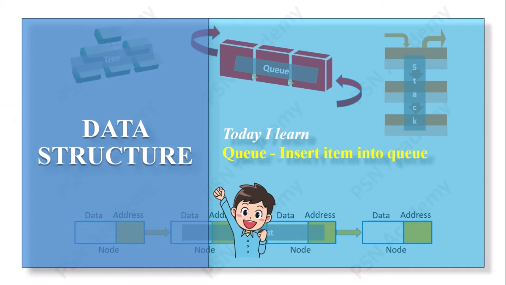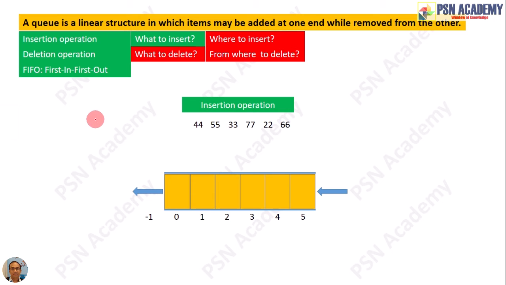Welcome back. In this video, we will learn how to insert an item into a queue. To recap, a queue is a linear structure in which items may be added at one end while removed from the other. There are two operations here. The first one is the insertion operation, where it will ask what to insert, but you should not ask where to insert, because the new data will always be added after the last element in the queue.